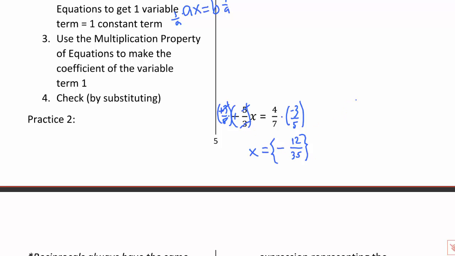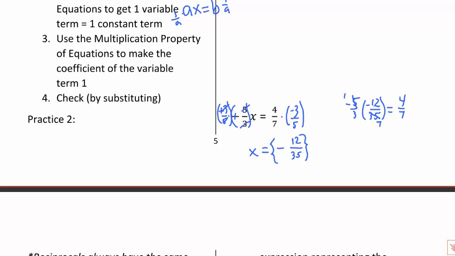But I need to go ahead and check this. So we have the negative 5/3 times the x, which is negative 12/35. We're hoping is 4/7. Now, negative times negative is positive, good. But 5 and 35 share a common factor of 5. 5 divided by 5 is 1. 35 divided by 5 is 7.